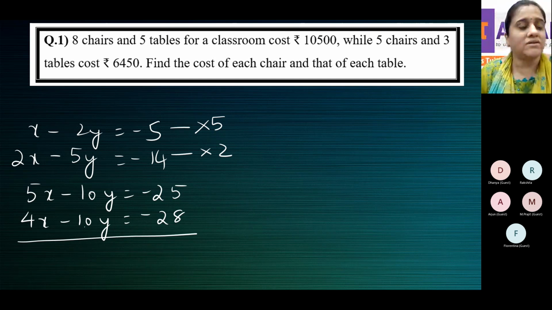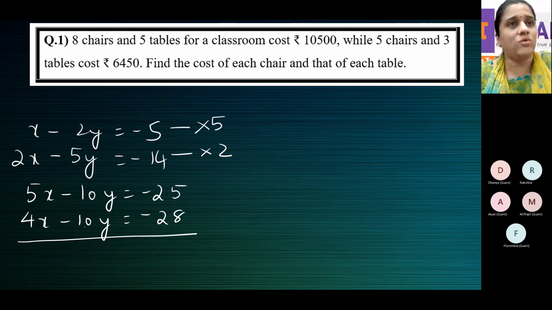Now we have to subtract because minus 10y minus 10y is minus 20y. You cannot eliminate y that way. You want to eliminate y, right? So minus 10y is minus 20y, so you have to change the signs. It's not compulsory to change the signs. If you want, you can. But here you have to. Why? Because you have to eliminate y, right?